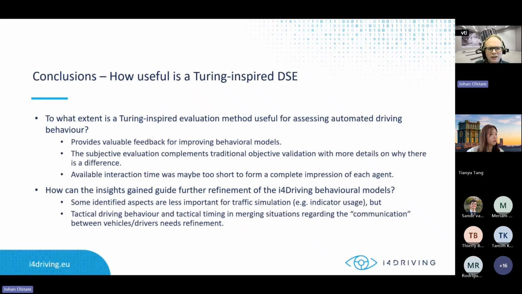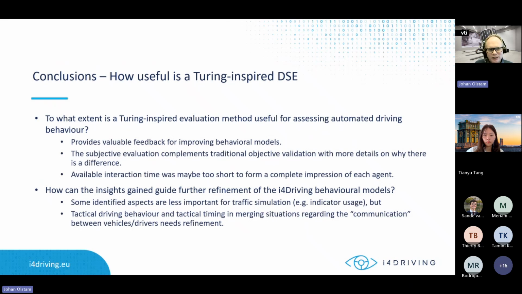Because with this subjective evaluation, we get the complement to this traditional objective validation, so we get more details on why there might be a difference. It might be that the available interaction time was too short, or there were too few repetitions to get a complete impression of the agent. But I think for sure when we took one agent at a time, as we did in the VTI, it was better than what we did in the TUM experiments.